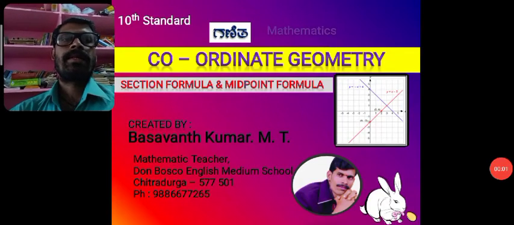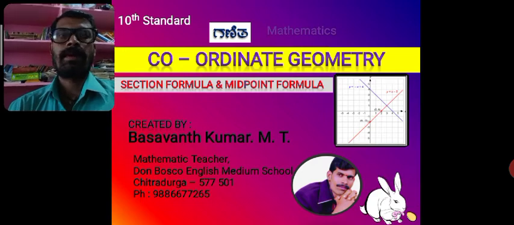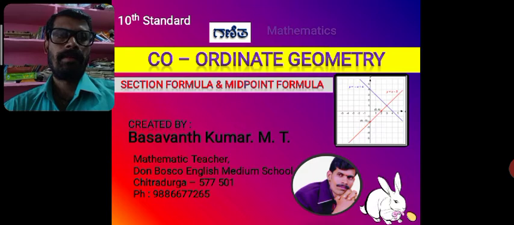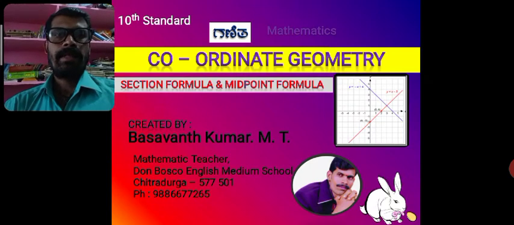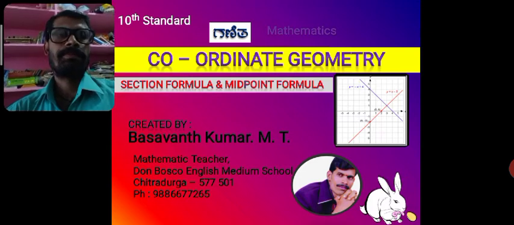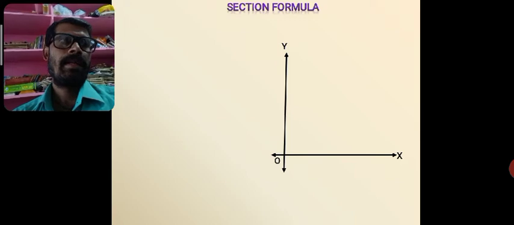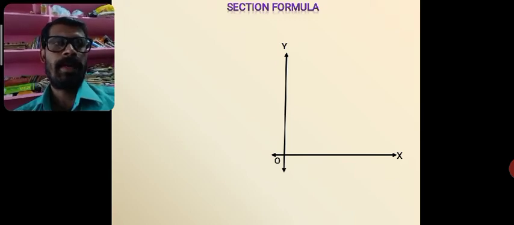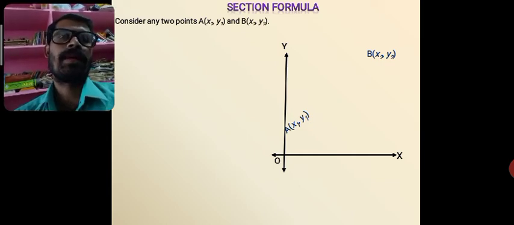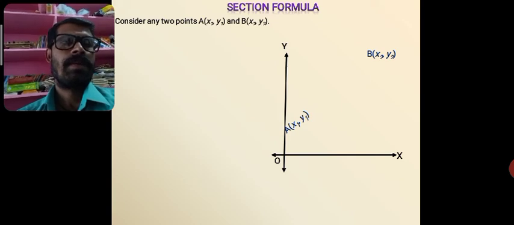Hello students, in the last class we learnt about the distance formula and some of its applications. Today let us derive the section formula and midpoint formula in coordinate geometry. For that we have to consider 2 points in a coordinate plane, that is the Cartesian plane. Let us consider 2 points A of x1 y1 and B of x2 y2 in a plane.